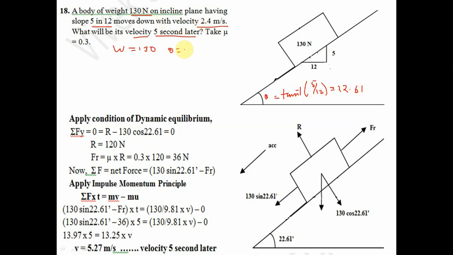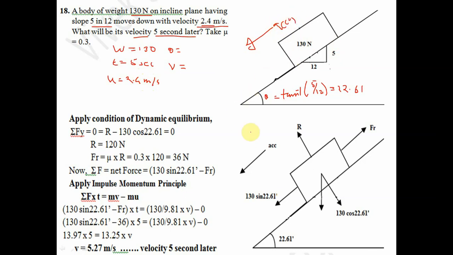Okay, and time is 5 seconds. Okay, now we have to calculate what? Velocity. Now where initial velocity u is this 2.4 meter per second. Okay, now this is the block, it is moving downward, means the acceleration is downward.